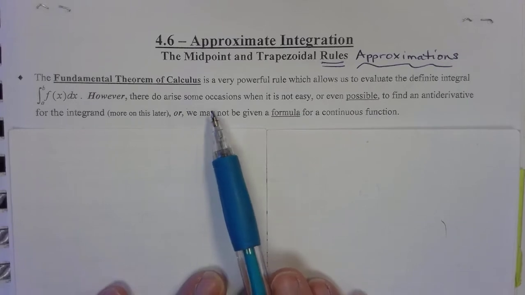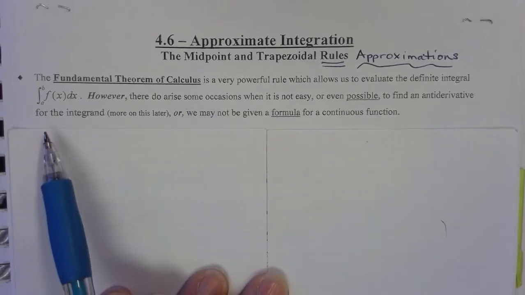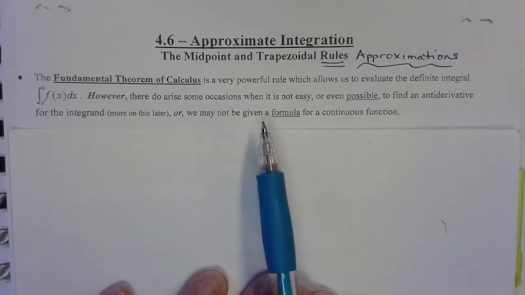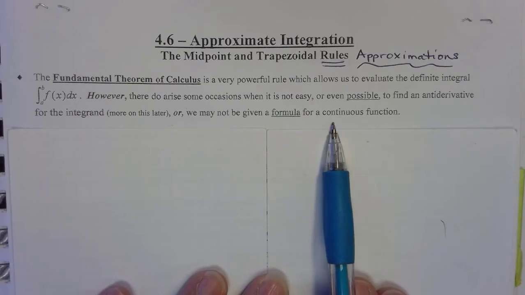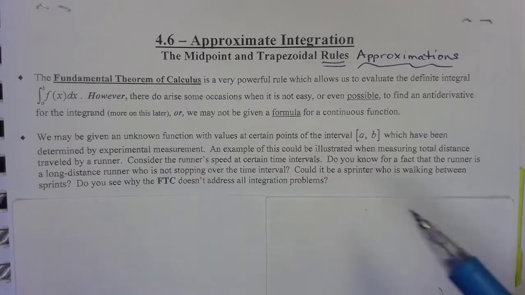However, there do arise some occasions when it is not easy or even possible to find an antiderivative for the integrand. You'll get more of this later. Or we may not be given a formula for a continuous function. So when we have this, we can use approximations by using geometric shapes that we know.